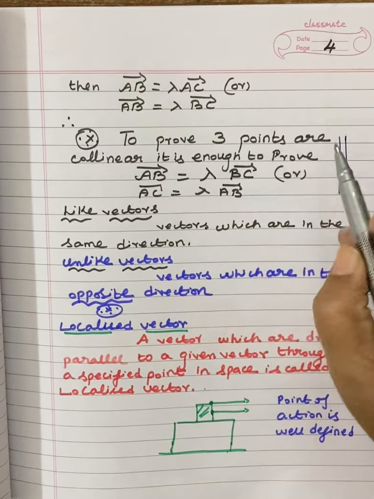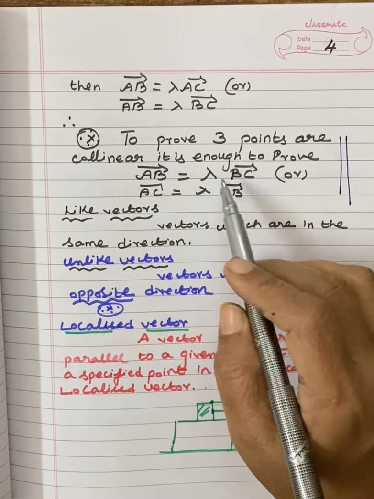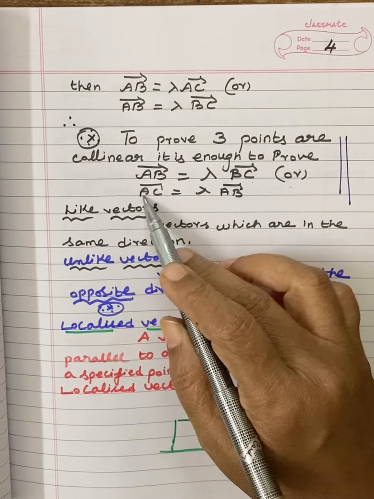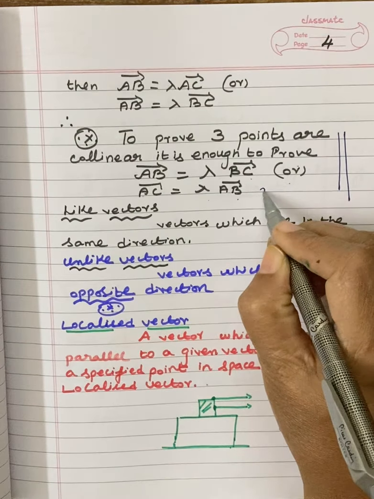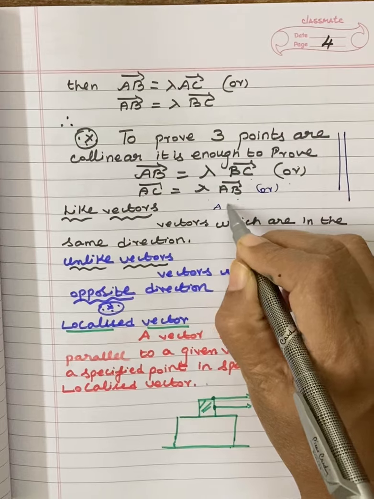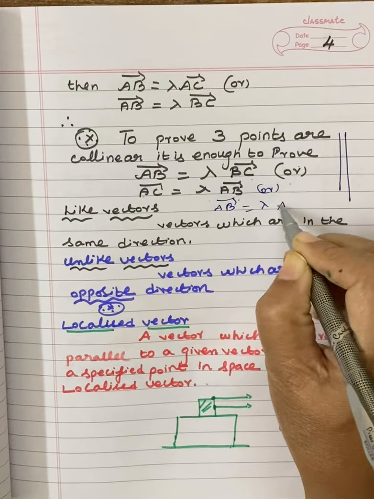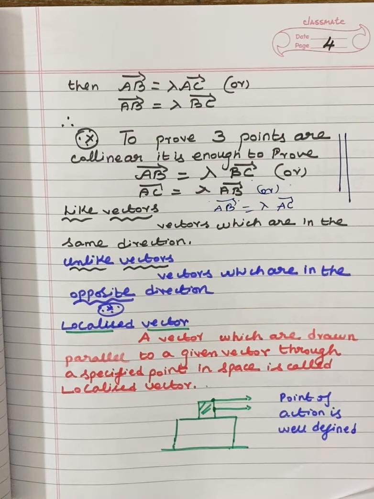To prove 3 points are collinear, it is enough to prove AB vector equal to lambda into BC vector, or AC vector equal to lambda into AB vector, or AB vector equal to lambda into AC vector. Any one you will prove. Then we say A, B, C are collinear points.